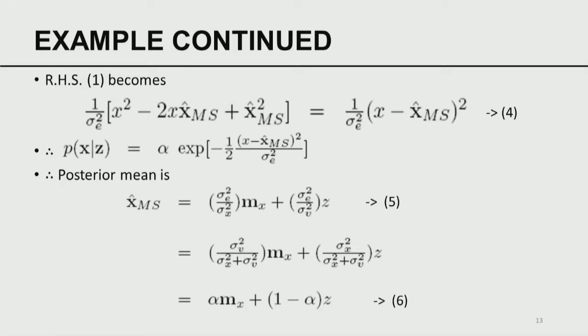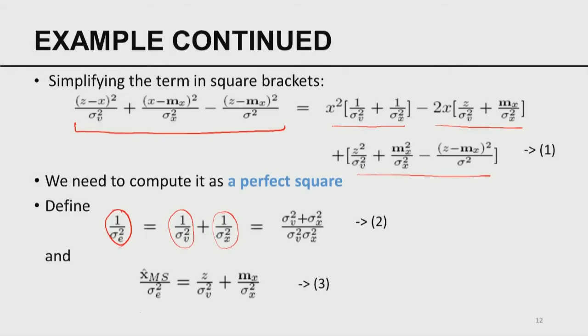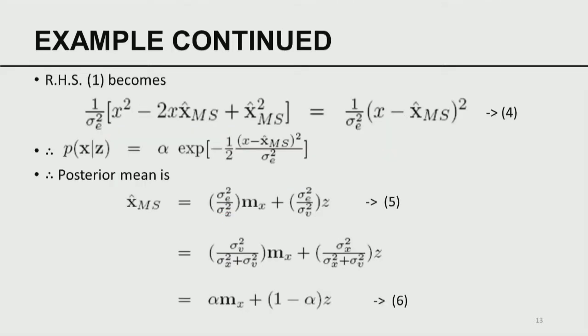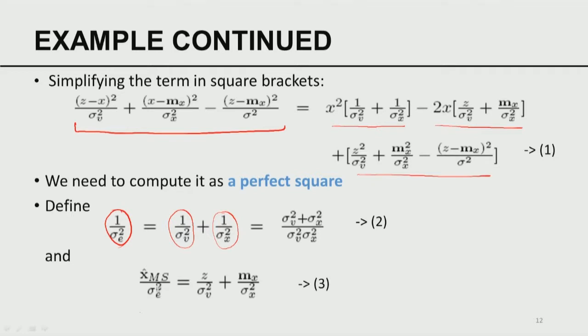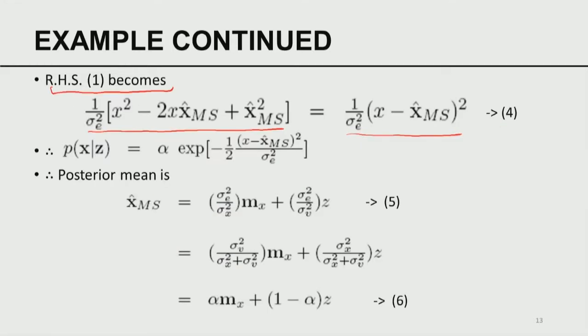Using 2 and 3 we can express the right hand side of 1. Please remember 1 has a right hand side with 3 terms. By using a perfect square and the definitions in 2 and 3, the right hand side of 1 becomes this quantity. This quantity can be expressed simply as 1 over sigma square e times x minus x hat ms, squared. x hat ms has been defined in the previous page, and sigma square e has been defined in 2. So 2 and 3 give you the basic definitions.